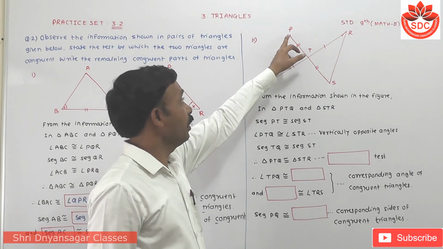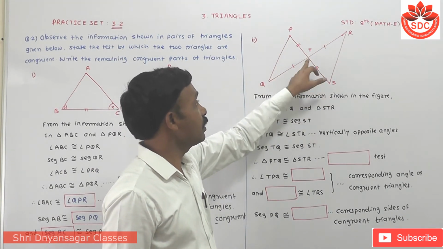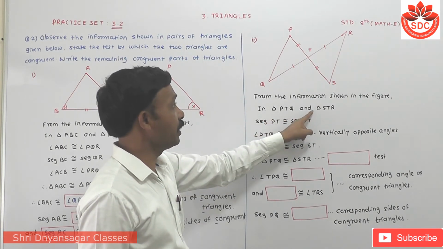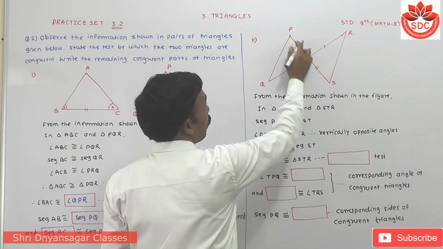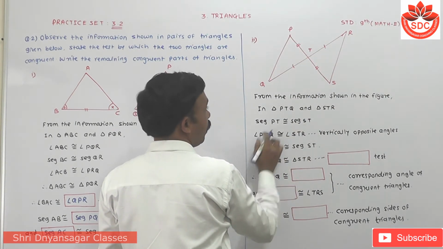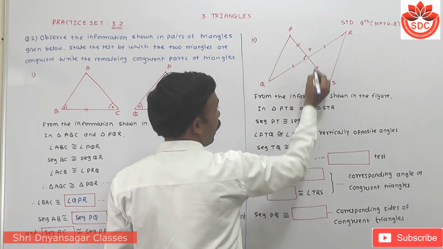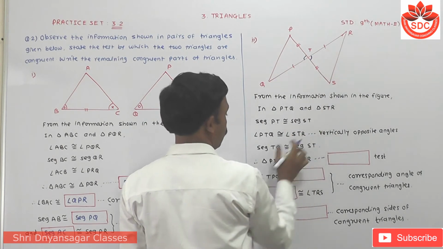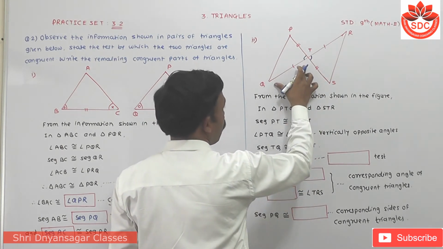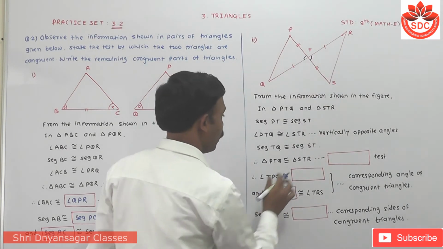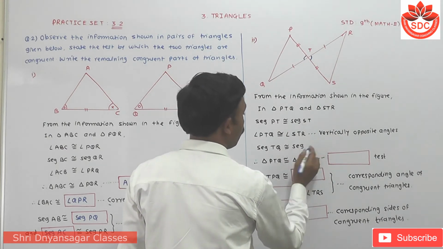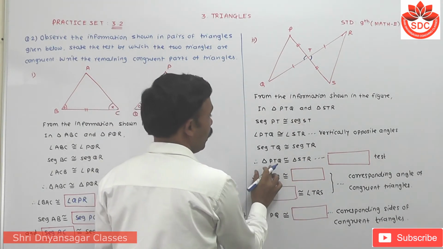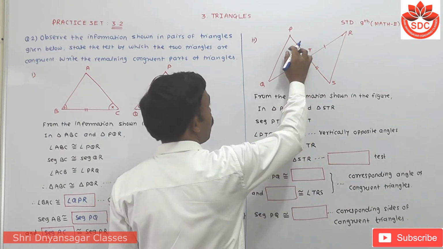In the second one, the triangle is PTQ and the other is STR. Look carefully at the information shown in the figure. In triangle PTQ and triangle STR, segment PT is congruent with segment ST, shown with a double mark. Angle PTQ is congruent with angle STR, vertically opposite angles. Segment TQ is congruent with segment TR, shown with one identical mark. So triangle PTQ is congruent with triangle STR by the SAS test.